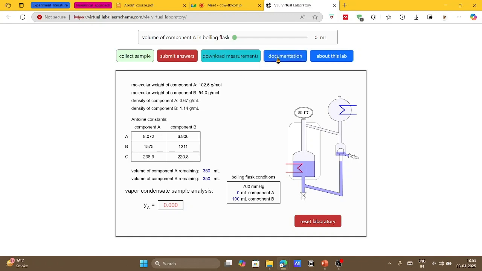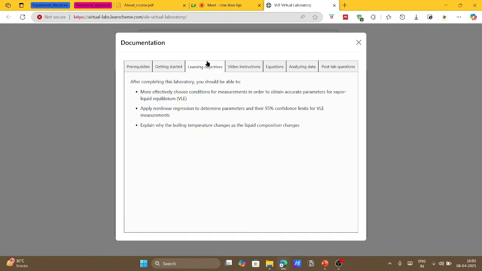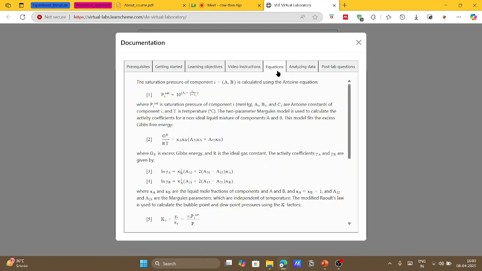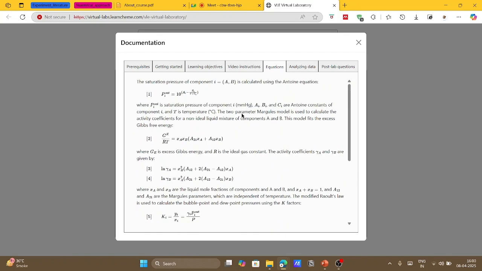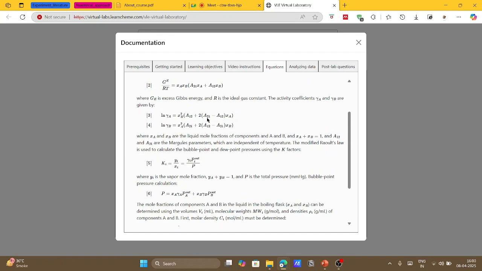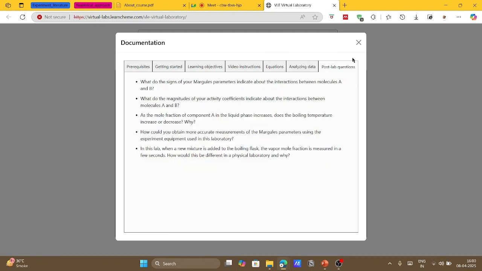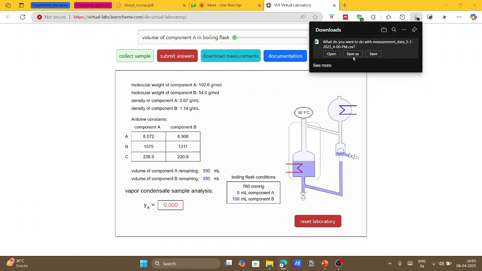If you go into the documentation, you will find some theory, and video instructions on how to use the virtual lab and how to find the activity coefficient parameters. We will go into this calculation part also, with the various equations that have been used in the calculation. Anyway, I will come to this calculation part at the end. Right? Now once we have taken out the samples, download the measurement. Let's save this file.